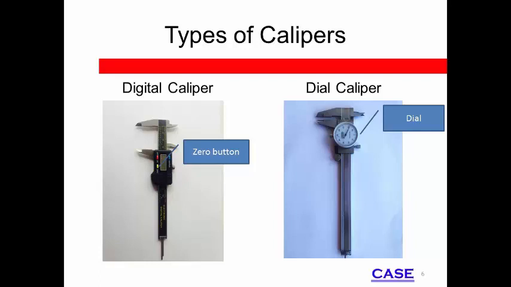Digital calipers are calibrated by pressing the 0 button when the jaws are closed. Calibrate the dial calipers by moving the dial so the 0 mark is aligned with the needle when the jaws are closed.